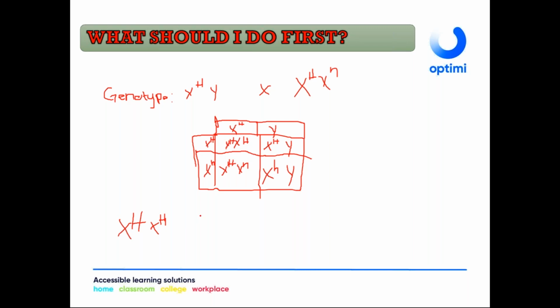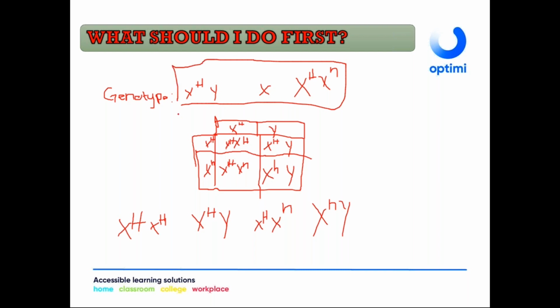Normal female, normal male, homozygous normal female, or a heterozygous normal female, or a male with hemophilia. So if the question asks, is there a possibility that the offspring of this couple get hemophilia? Yes, there is a possibility. There's a 25% chance that the male offspring of this couple get hemophilia. As for the females, there is no possibility for the females in this family to get hemophilia. As you can see, all of them are normal.